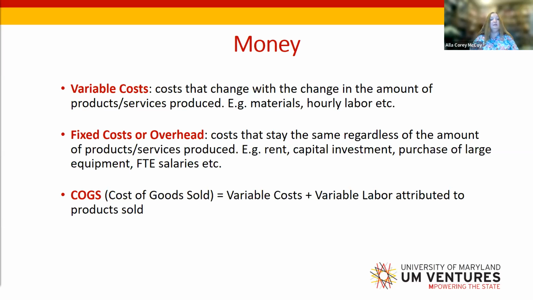COGS stands for cost of goods sold. That's an important notion. So COGS are calculated by taking variable costs plus variable labor attributed to the product sold. So basically, how much did it cost you to make that one unit of product or service?